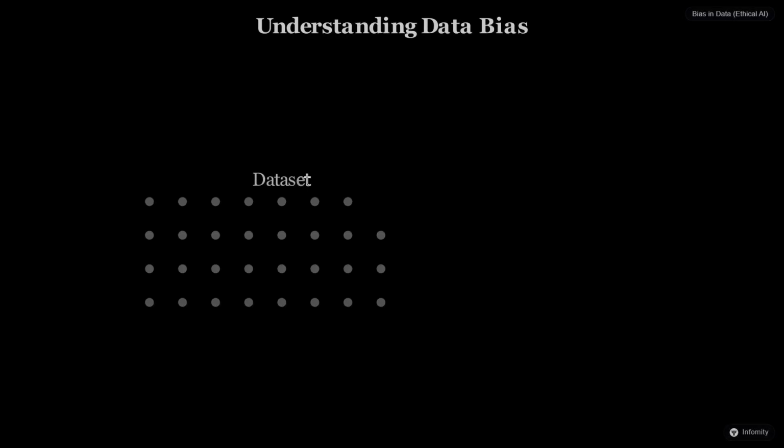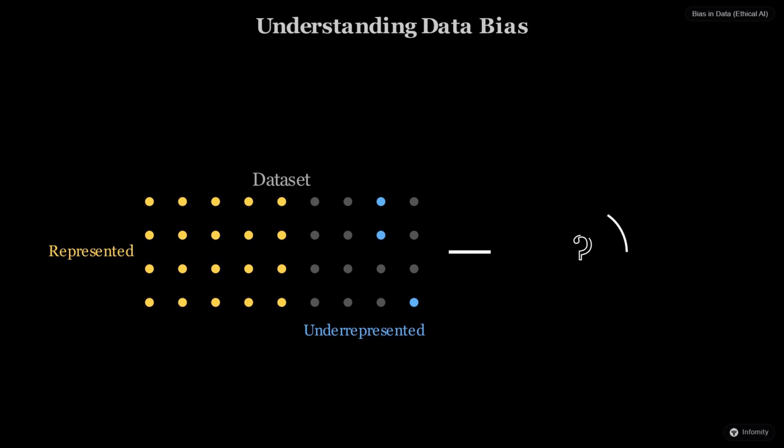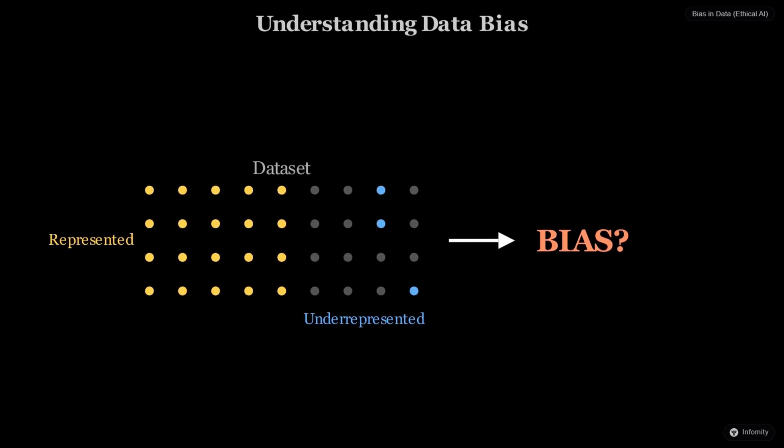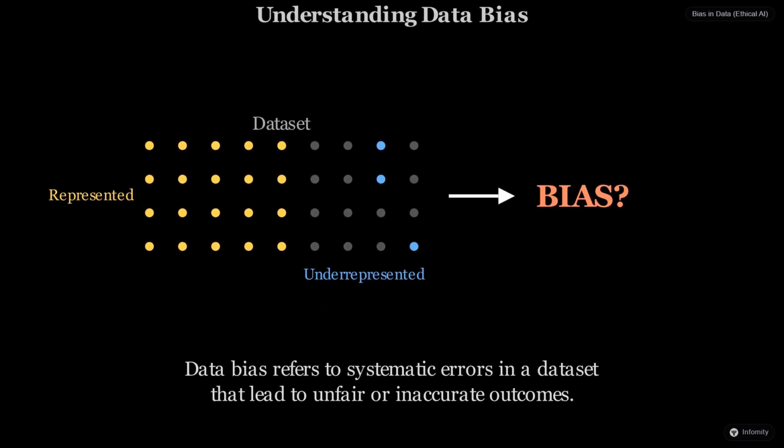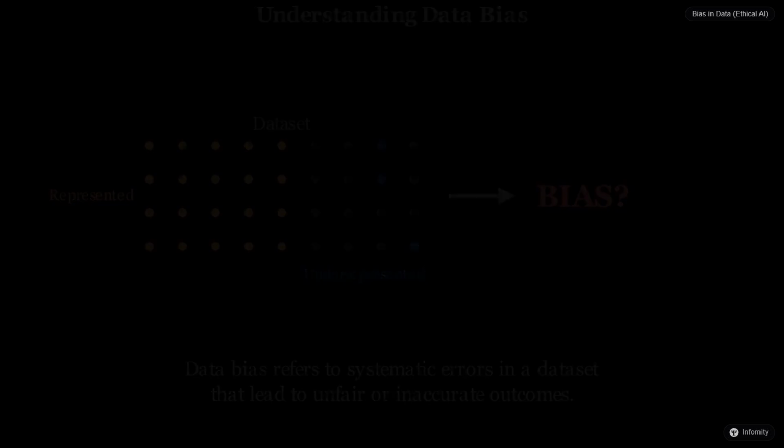Last time, we explored how datasets are the foundation of machine learning models. But what happens when these foundational datasets are not truly representative? This is where data bias comes in. Data bias refers to systematic errors in a dataset that lead to unfair or inaccurate outcomes. It's not about individual data points, but patterns of skewed representation. Understanding and addressing data bias is crucial for building fair and reliable artificial intelligence systems.